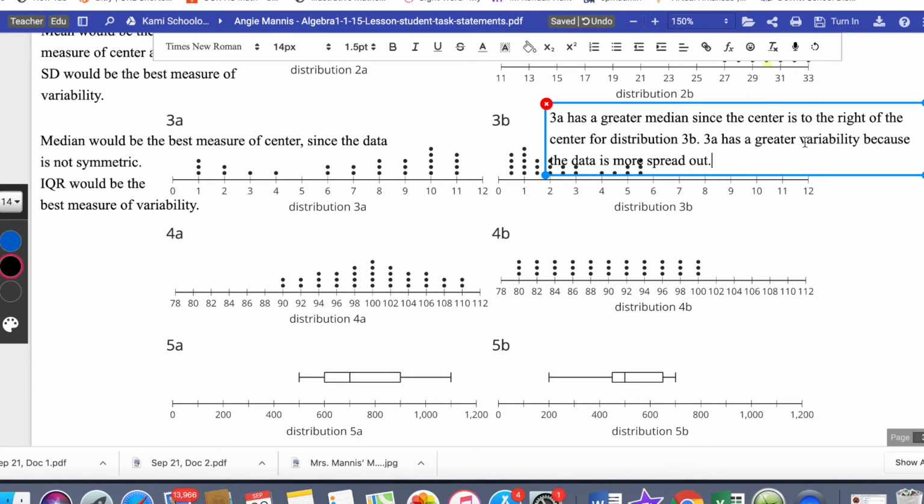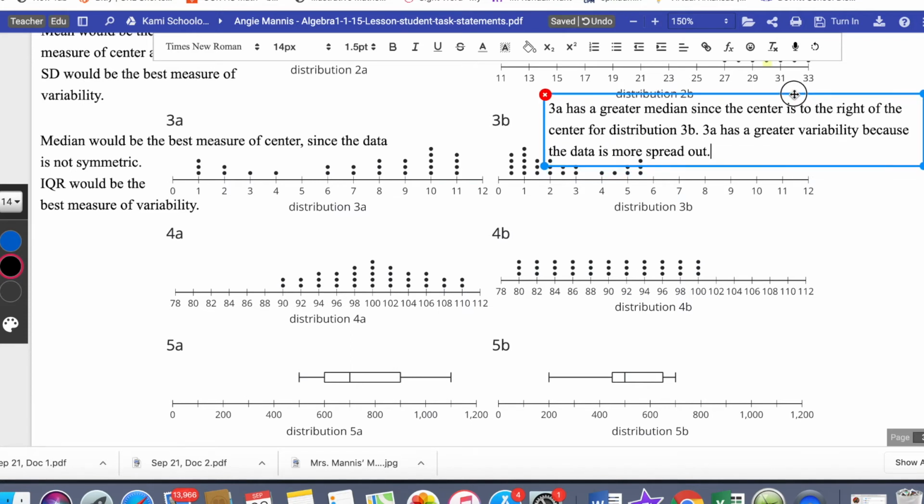So you say because the data is more spread out. Let me see if I can scoot this up just a little bit so we can see it.